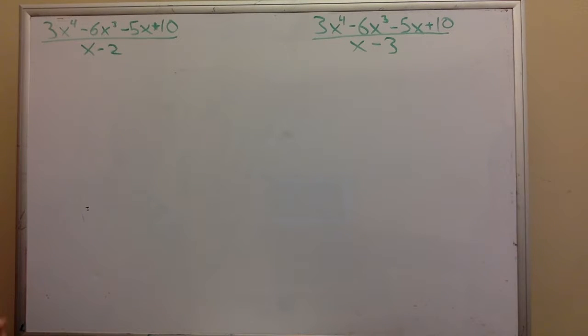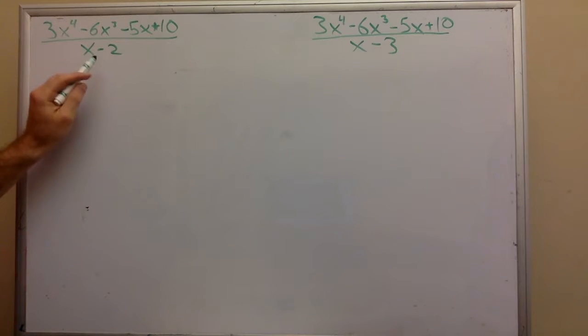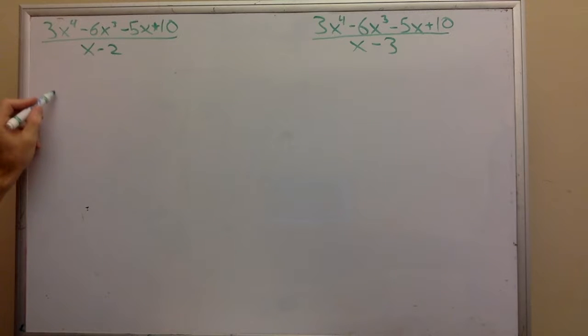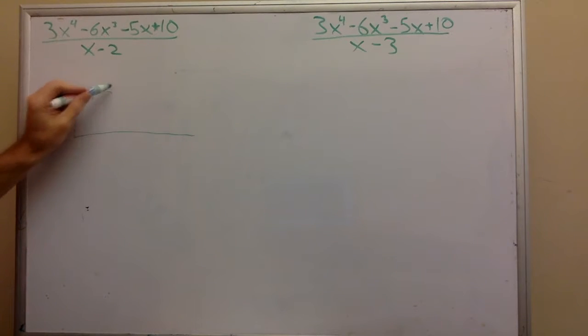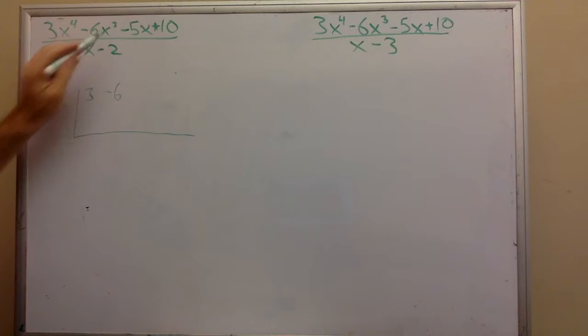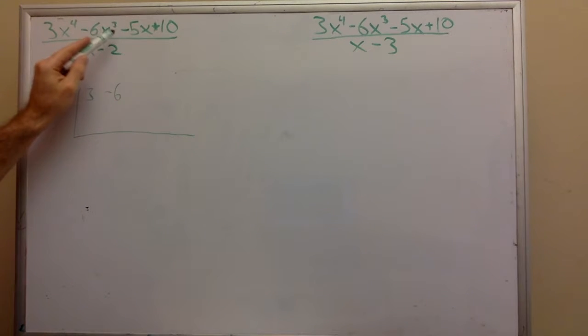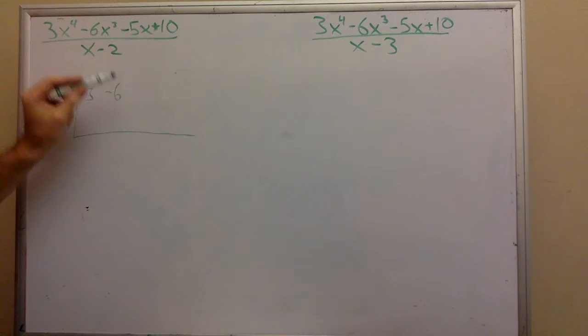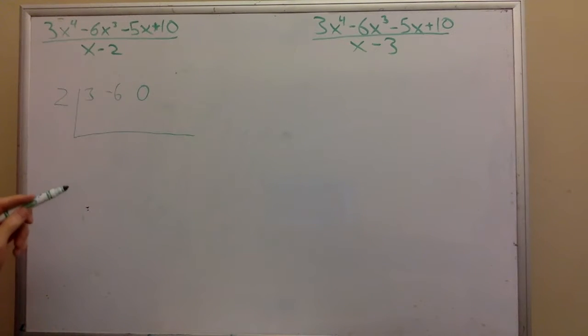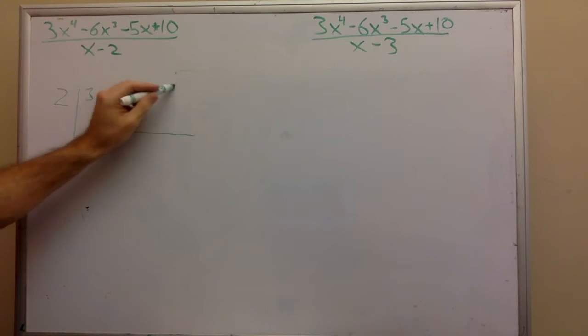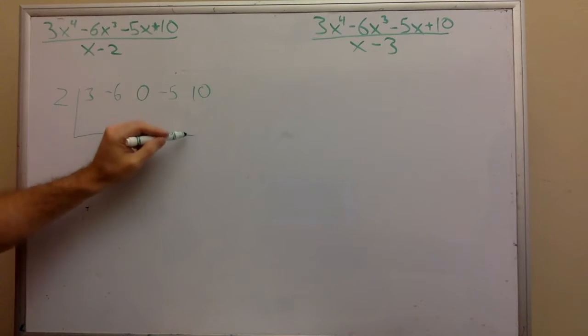Okay, so I'm going to set this up. For my synthetic division, because I have x minus 2, that means my 0 is 2. I have 3x to the 4th. I have negative 6x cubed. And then hopefully you notice this. I'm missing an x squared term, so I have a 0 in the x squared position. Then I have a negative 5. Then I have a 10.